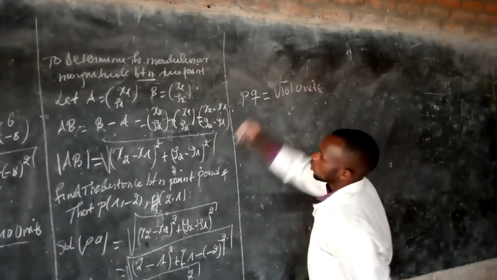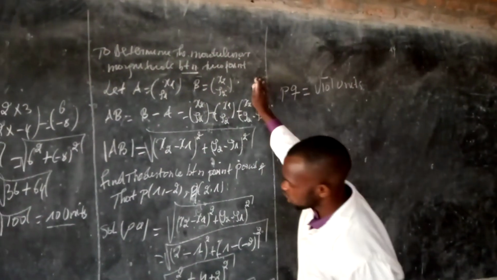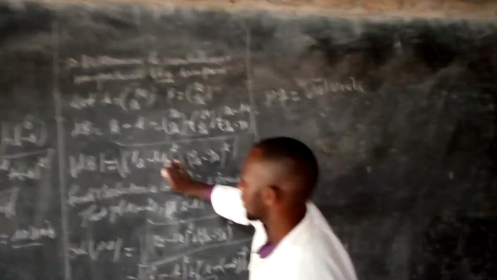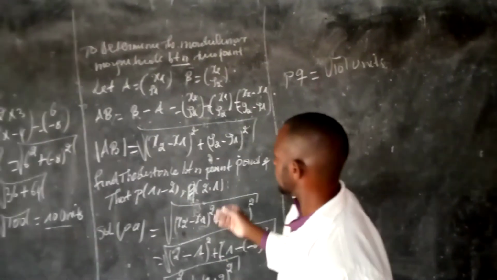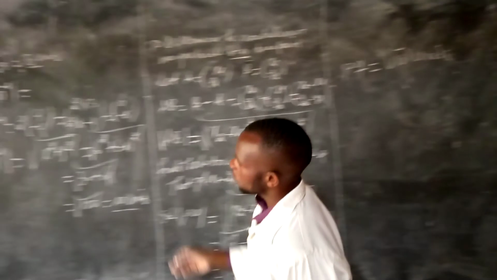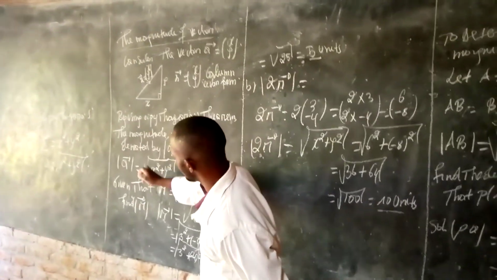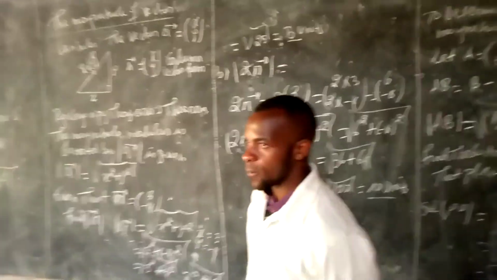This is how to determine the modulus or the magnitude between two points, where we have the square root of (x2 minus x1) squared plus (y2 minus y1) squared. And to find the modulus of one point, we have to use this one, where we have the square root of x squared plus y squared.